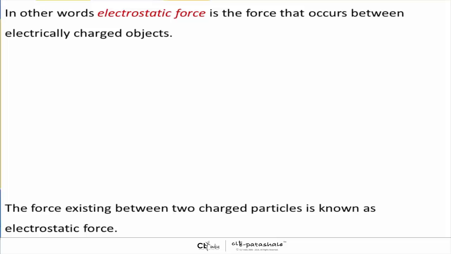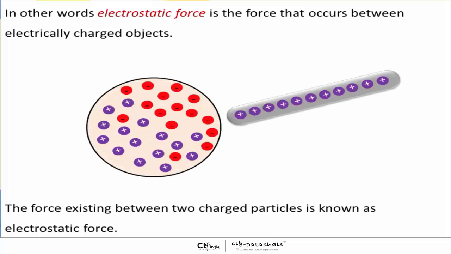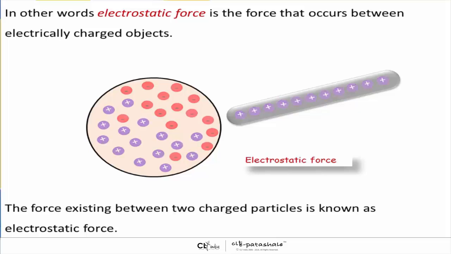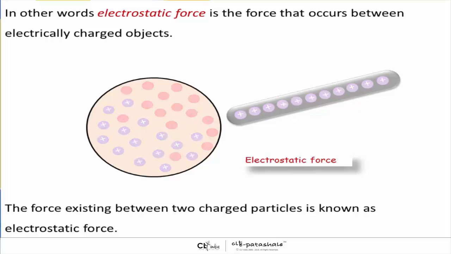In other words, electrostatic force is the force that occurs between electrically charged objects. The force existing between two charged particles is known as electrostatic force.